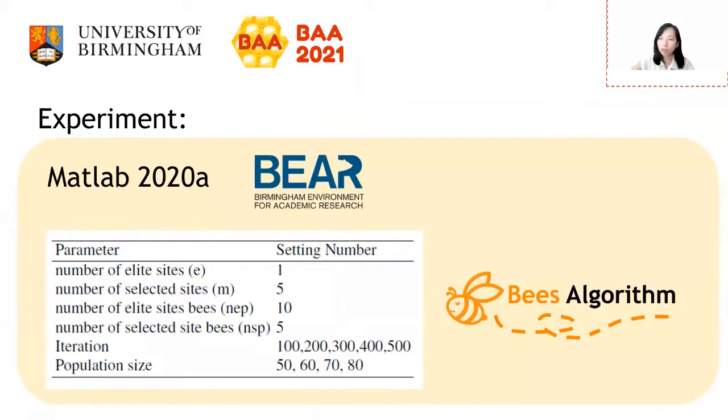Experiments were carried out using MATLAB 2018 on the bare cloud service provided by the University of Birmingham. The experiment ran 50 times using a different population and different iteration size to test the algorithm under different parameters. This is the parameter setting for the experiment for the BIS algorithm.